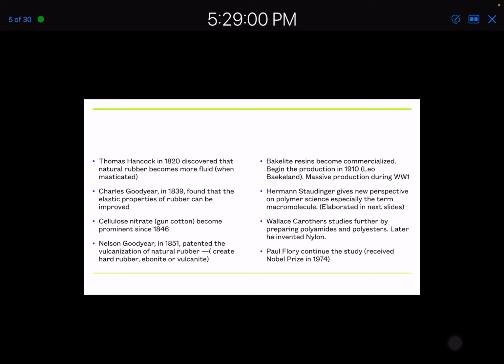And then another important inventor is Carothers, Wallace Carothers. Okay. He studied the polyamides and polyesters, and he invented nylon. Okay. And still, nowadays, we are still using nylon. And then continuing the study, the Nobel Prize winner, Paul Flory. Right? I think the important one here is this part is just rubber, and then vulcanize the rubber, okay? The important ones here are Leo Baekeland, the macromolecule by Staudinger, and Carothers. We found the polyamides and polyesters, and thus invented nylon. This is the basic foundation of polymer history.